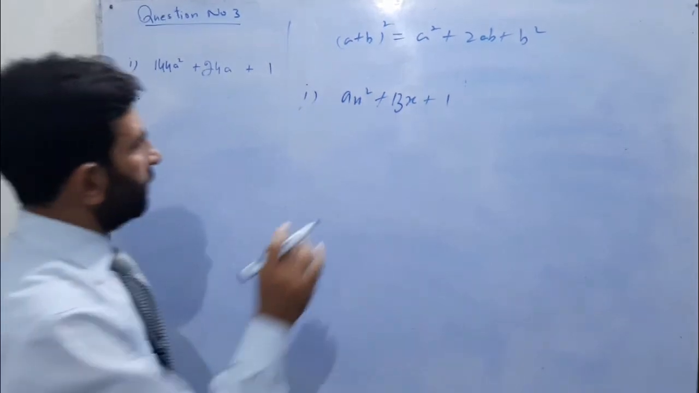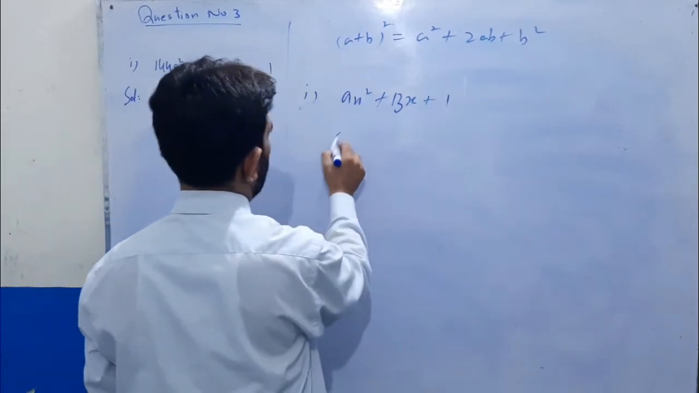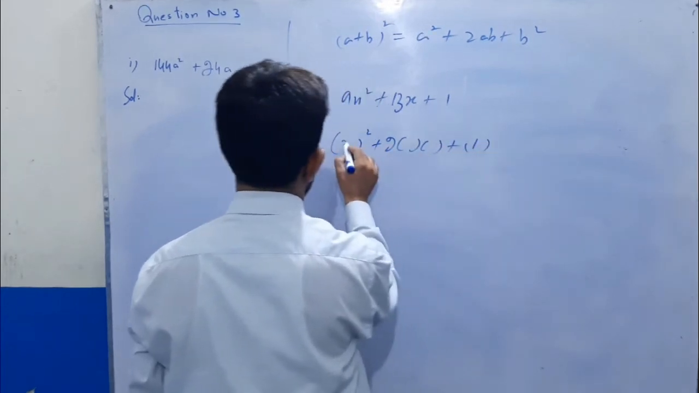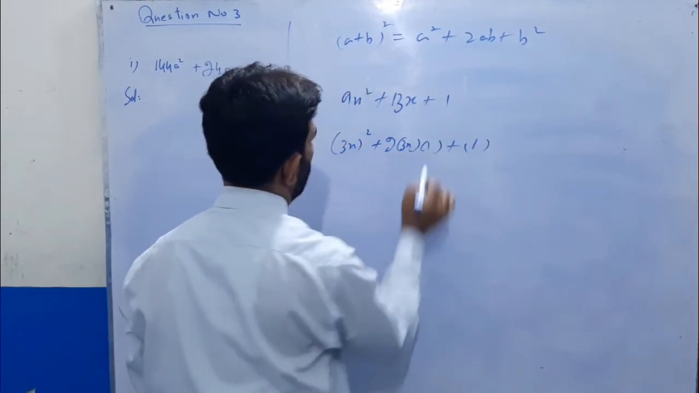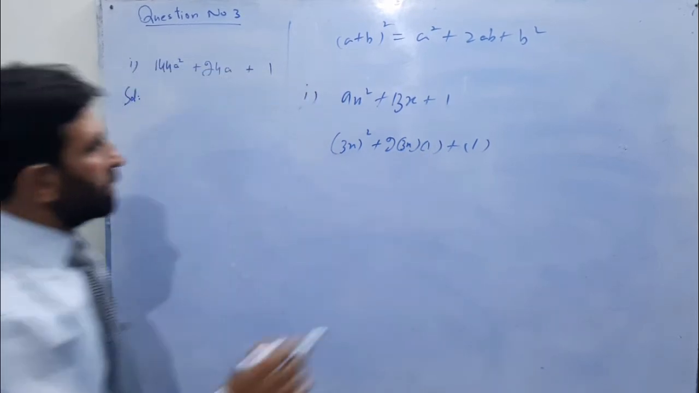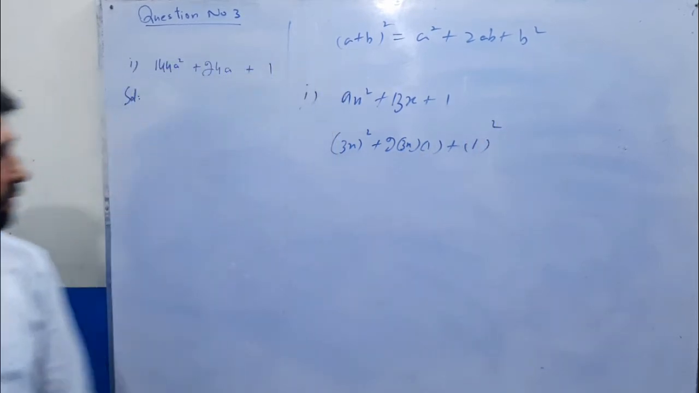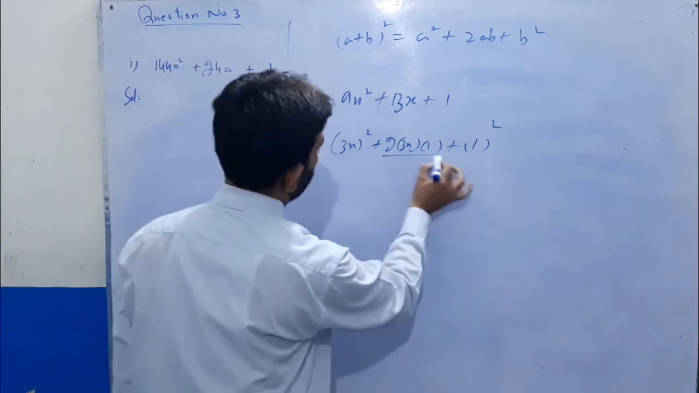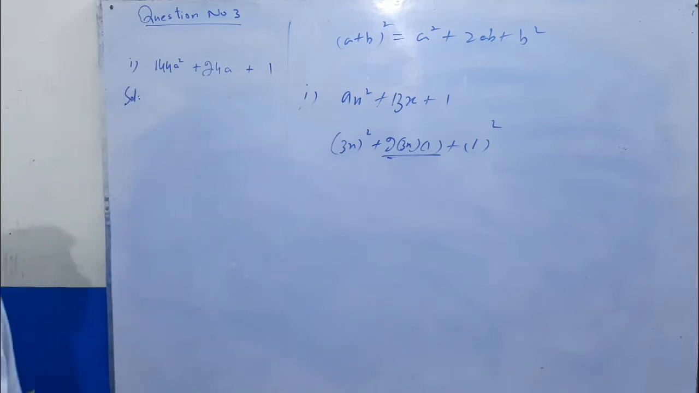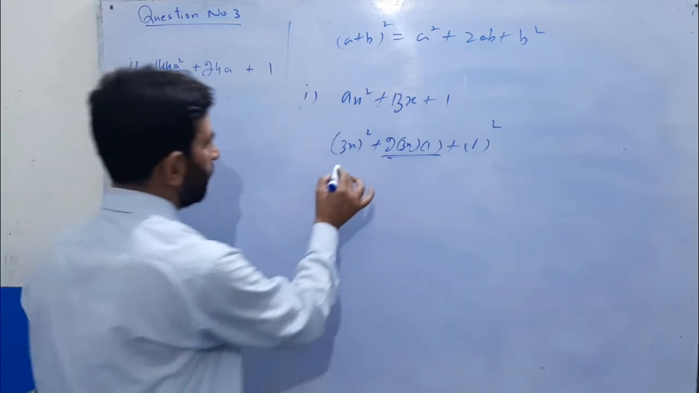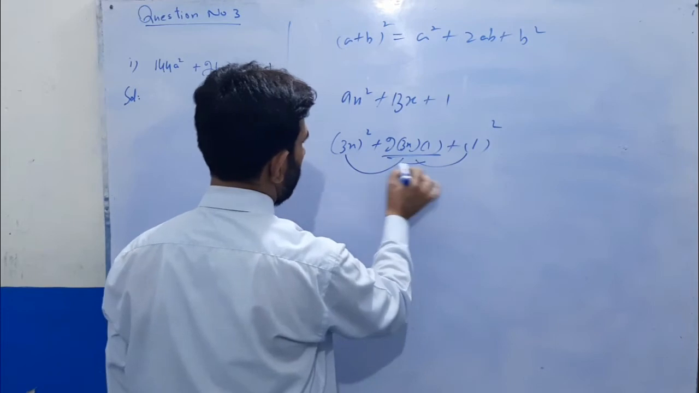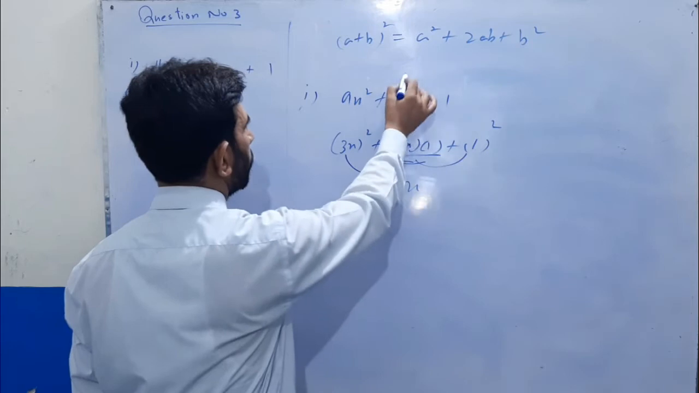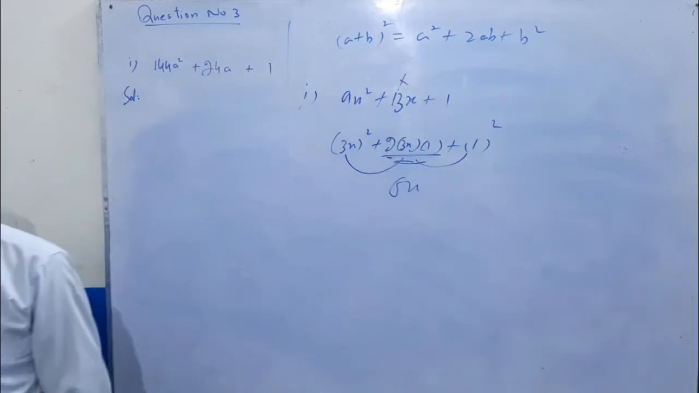Two perfect squares are given, like 9x square is a perfect square of 3x and 1 is always a perfect square, and the middle term must be the double of their product. We have multiplied 3x and 1 and their double, it becomes 6x. 6x is not there, so the first identity cannot be used.